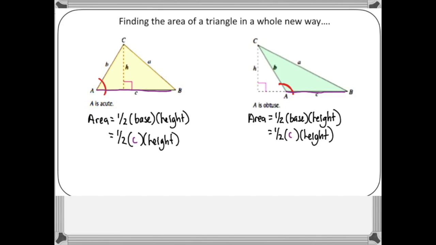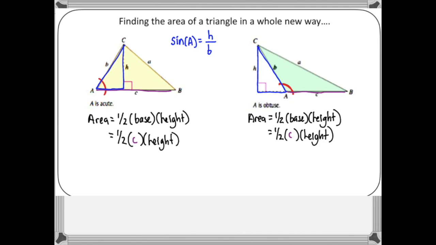So what we're going to do is, in each one of these, tie in the height to the angle A and that side b. So what I'm going to do right here is write out that the sine of angle A equals h over b. Okay, so it'd be the opposite over the hypotenuse.